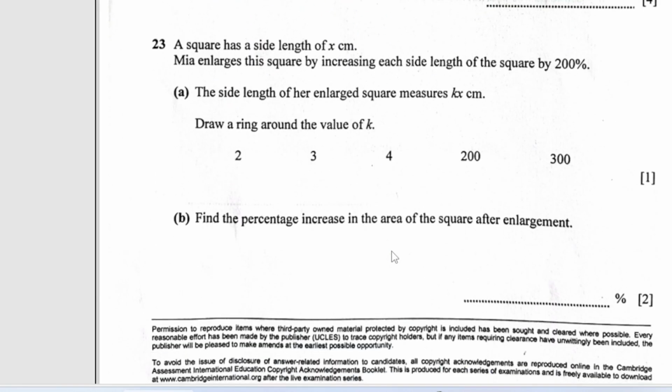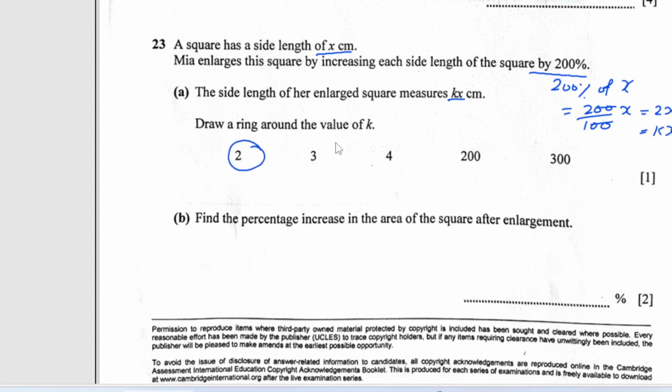Now the next one, a square has side length of x centimeters. Mia enlarges this square by increasing each side by 200%. The side length of our enlarged square is kx. Draw a ring around the value of k, right? So 200% of x. This will be 200 over 100 times x, right? This 2 and 2, this will be equal to 2x. So the value of k, he is saying that this is equal to kx, so k is going to be 2. So we will put a ring around the value of 2.